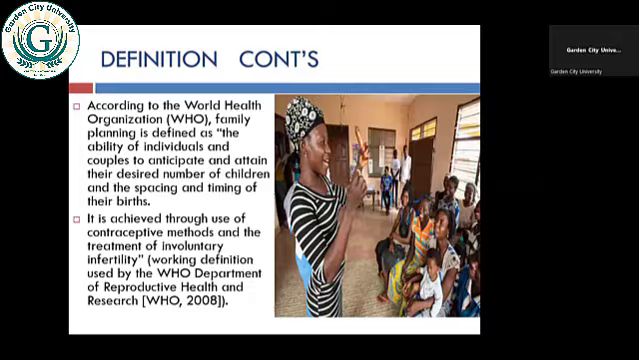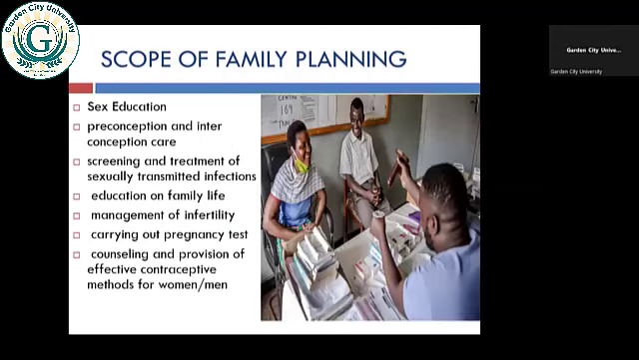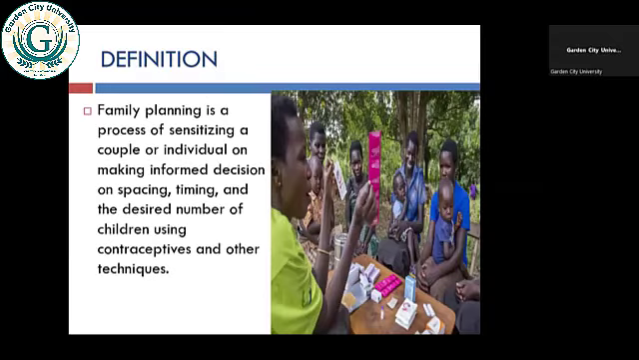The first one, there must be informed sensitization and informed consent. The people must be informed, and then they will make their choice. So this is having children by choice and not by chance. They have to be sensitized. An individual or a couple is sensitized, and then after that, they make an informed decision on spacing, timing, and the desired number of children using contraceptives and other techniques. So this time you don't just deliver because you want to have as many children as possible. This is children by choice and not by chance.